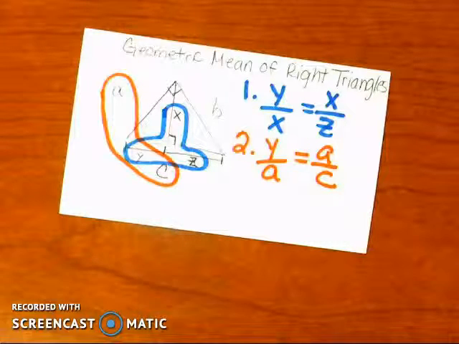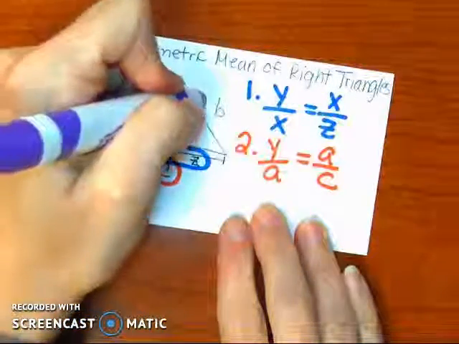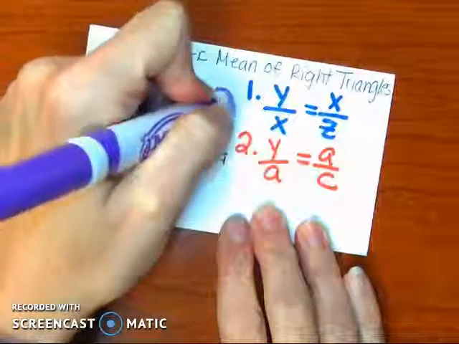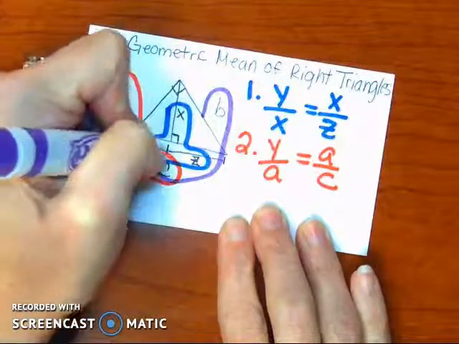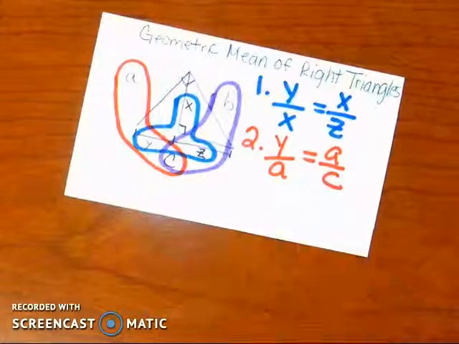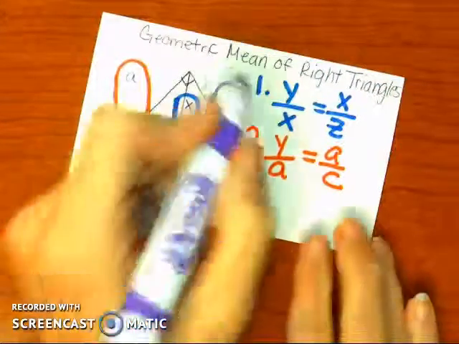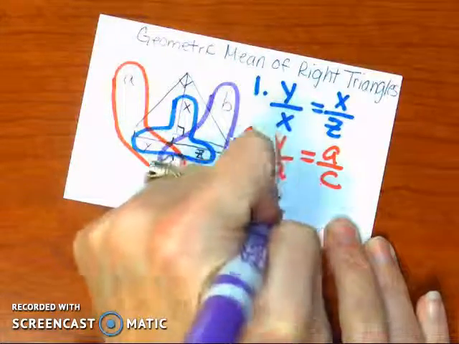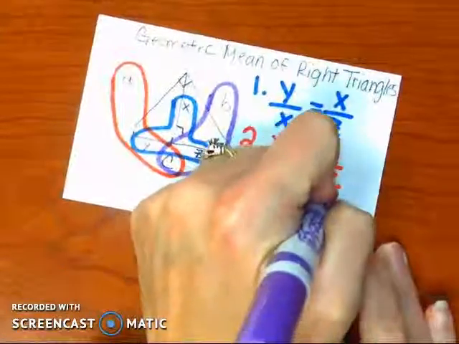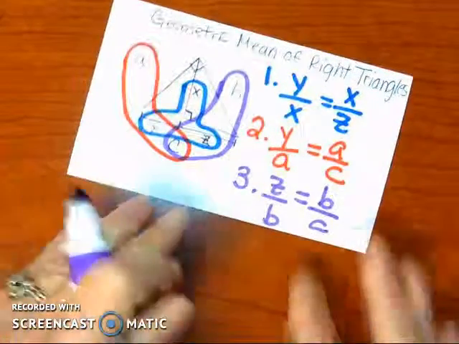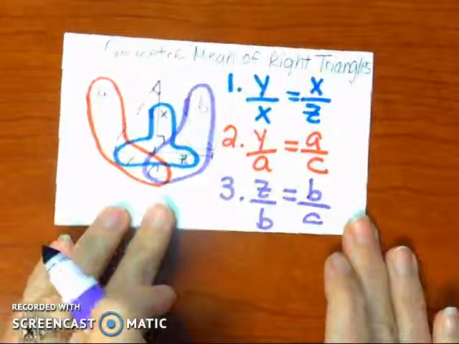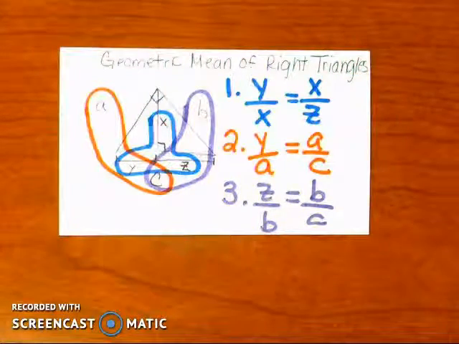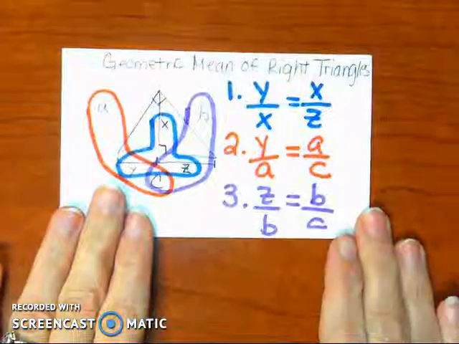My third one is going to compare the right side of the triangle to the large one. Again, it looks like a sock, and it compares B, C, and Z. So my proportion is going to compare Z to B equals B to C. Okay? So these are our notes. This is what we're going to be using to help us in our assignment.